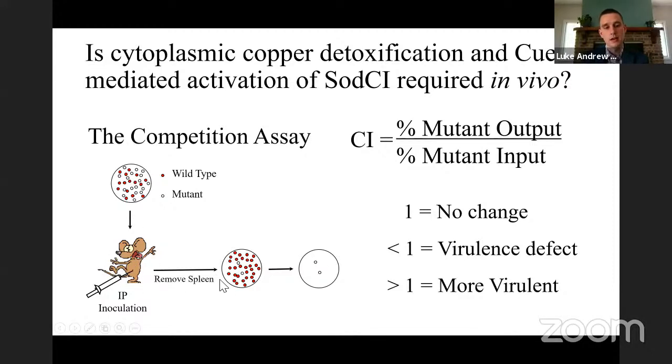After several days, I removed the spleen from these animals, and then one of our strains will contain an antibiotic resistance marker to allow us to calculate the ratio of the mutants in the output population. We can then compare the percent mutant output to the percent mutant input, and that gives us our competitive index. So if that value is close to 1, that means our mutant was equally virulent to wild type. If that value is significantly less than 1, that means our mutant had some sort of virulence defect. And if that value is significantly greater than 1, that mutant was more virulent than the wild type strain.